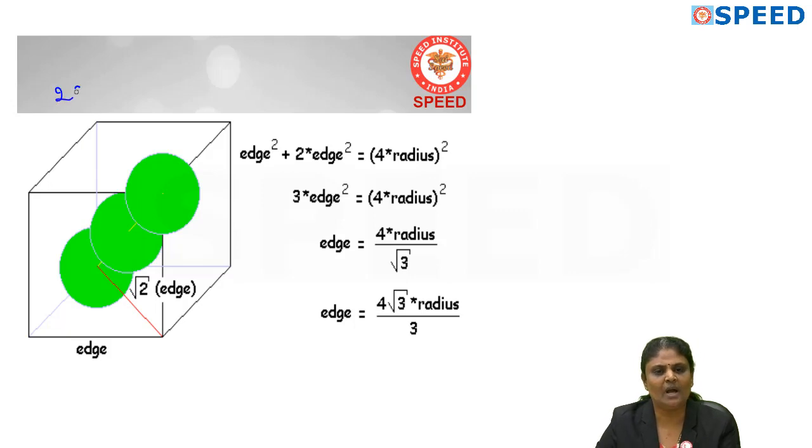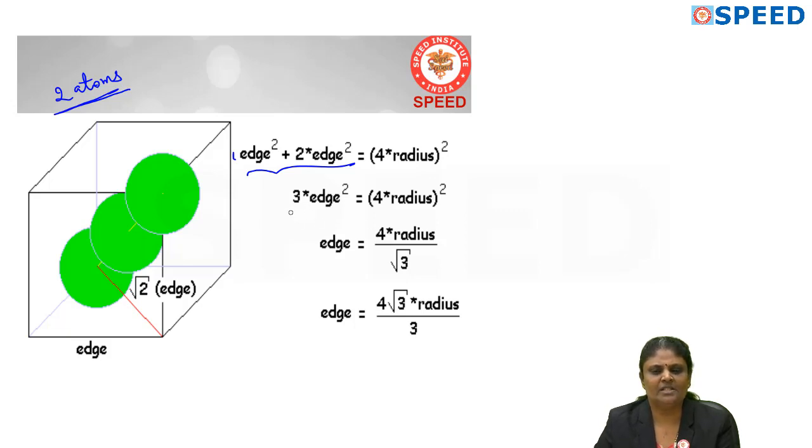So here 2 atoms are present in the body centered cubic system. Okay, so this is the formula: h square plus 2 into h square is equal to 4 into radius, the whole square. Okay, so here this is 1. So I have to add these two things. So 3h square equals 4 radius square.